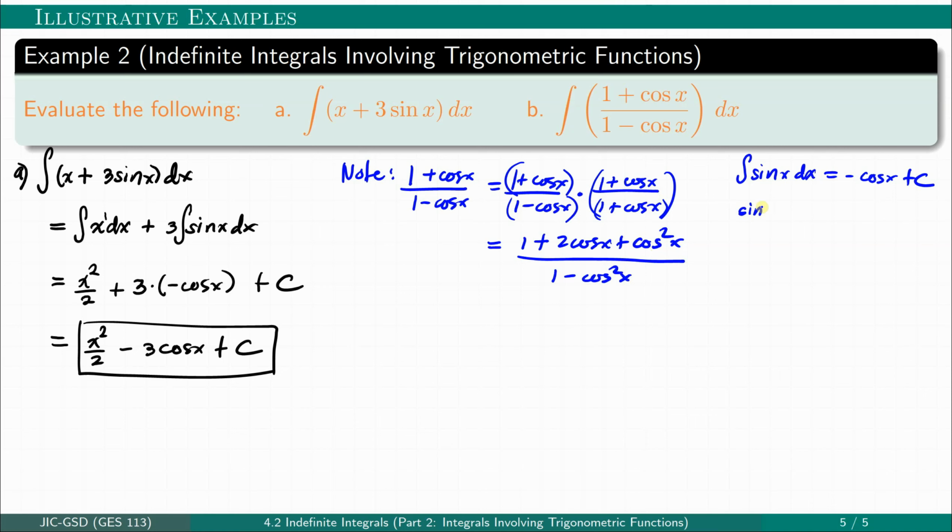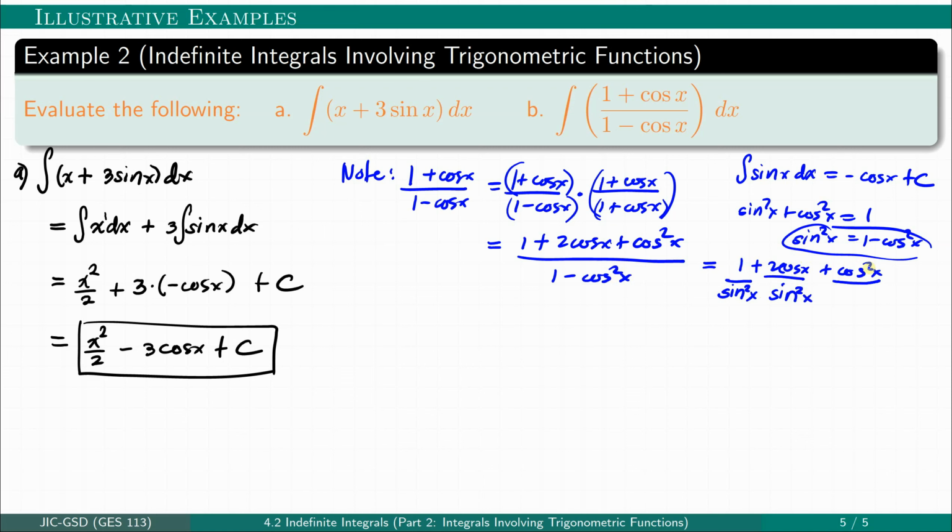Recall that we have sine squared x plus cosine squared x is equal to 1. So if we have 1 minus cosine squared x, this will just be sine squared x. So this expression now can be written as 1 plus 2 cosine x plus cosine squared x, and the denominator now can be replaced by sine squared x. And since there are 3 terms, we can split this into 3 fractions. So this will be 1 over sine squared x, 2 cosine x divided by sine squared x, and cosine squared x divided by sine squared x.